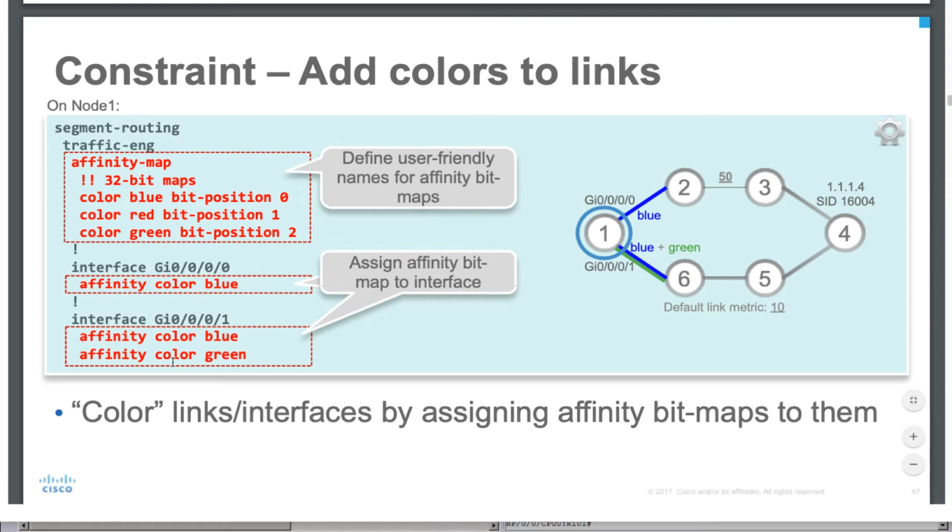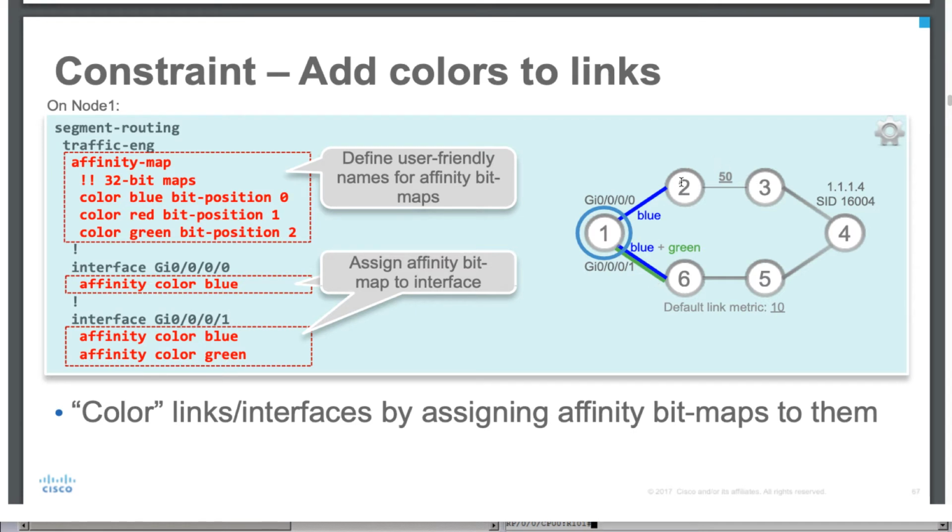It has been assigned both the colors, blue and green. That means a link can have more than one color also. But let's say for the time being, assume that we have only assigned the color green here. So that means the top link is blue and the bottom is green.